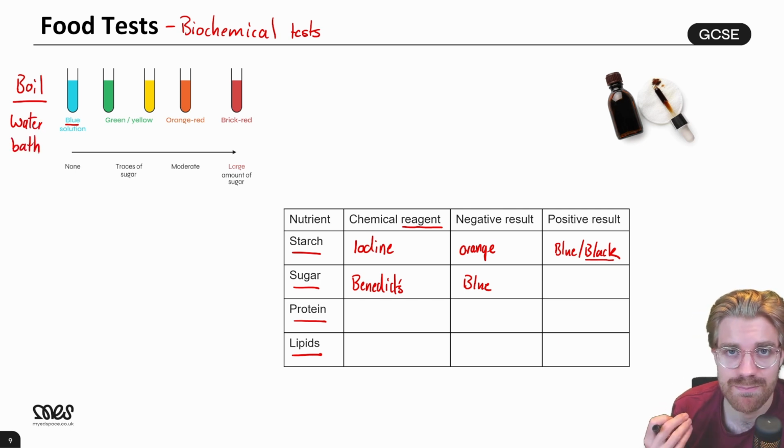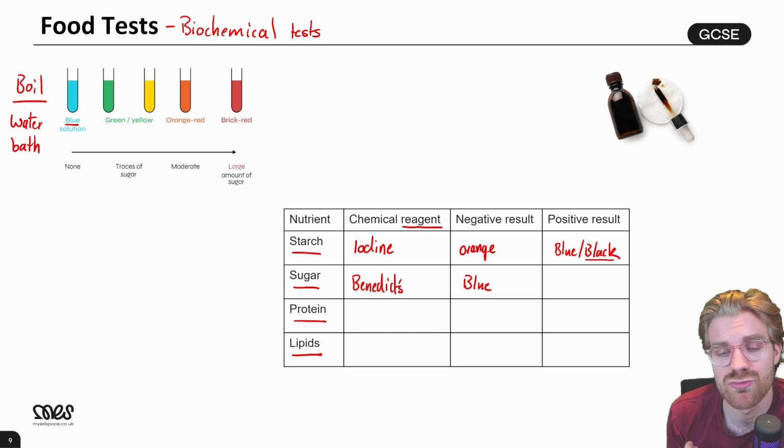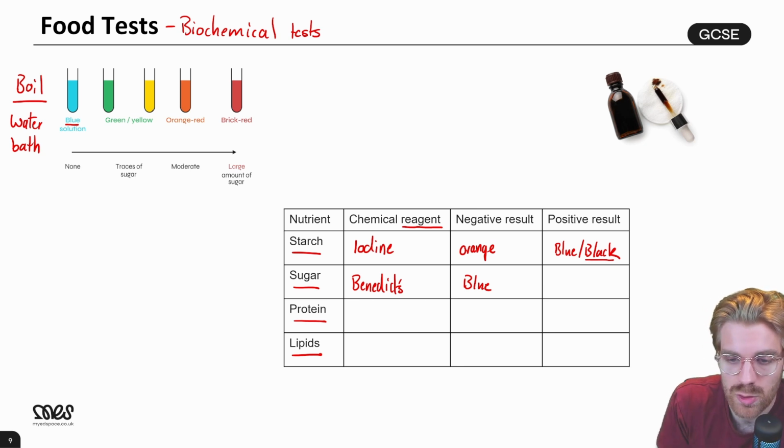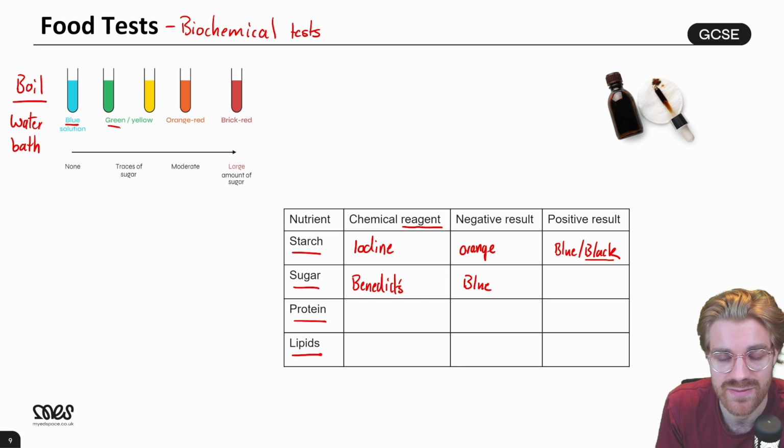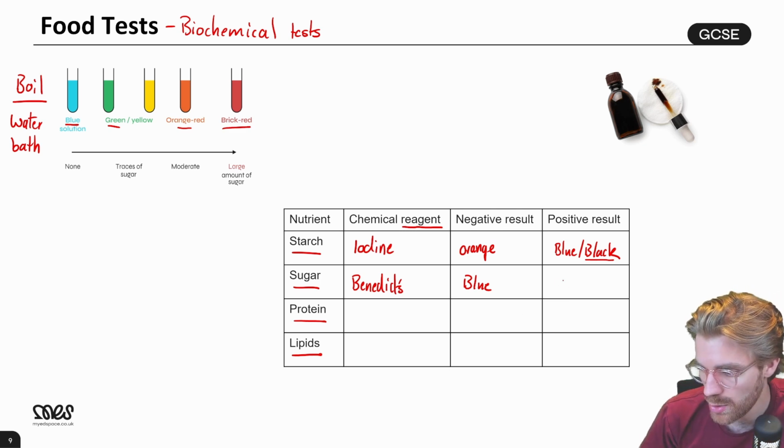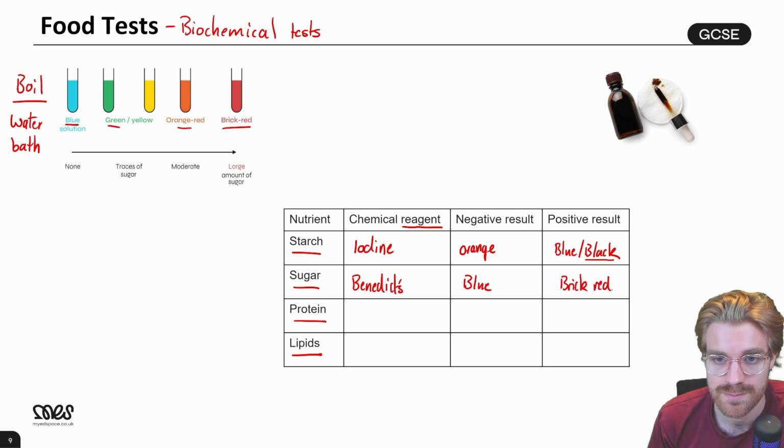And the Benedict's test here produces a range of different colours based on how much sugar is present. It will produce a green/yellow colour if there's a very small amount of sugar, transitioning all the way through yellow to orange red to eventually brick red if there is a large amount of sugar present. So we could say that our positive result, we have our brick red colour.